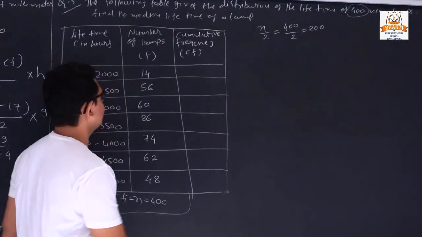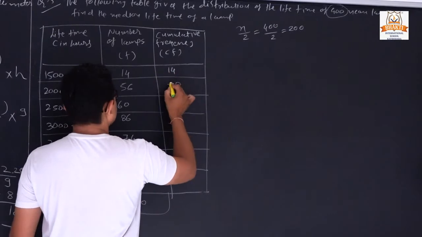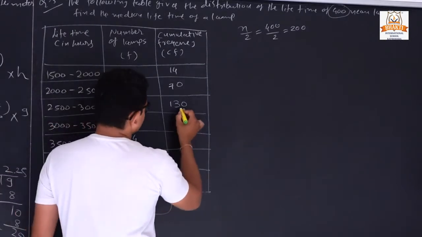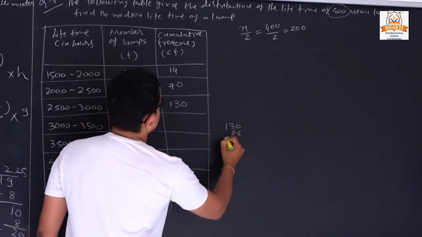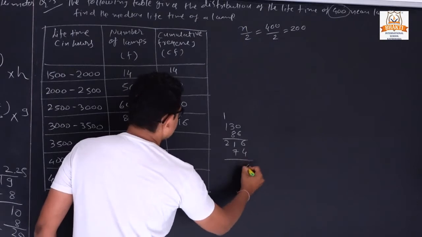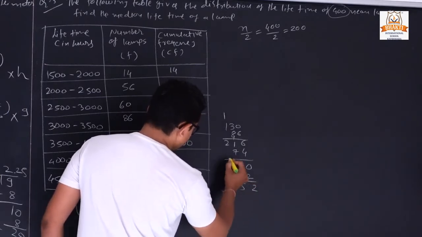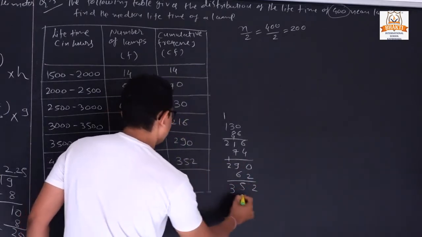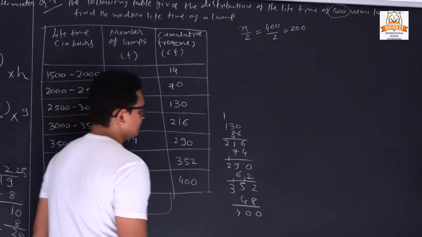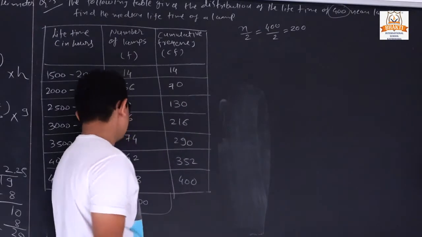We can also find the CF. How can we find the CF? 14, then 14 plus 56 is 70. 70 plus 60 is 130. 130 plus 86 is 216. Once again we add 74, so 290. 290 plus 62 is 352. 352 plus 48 is 400. So it is 400.